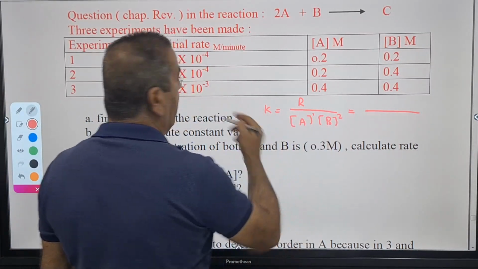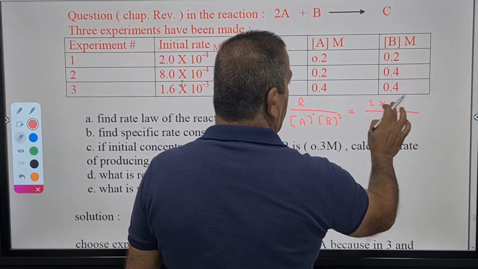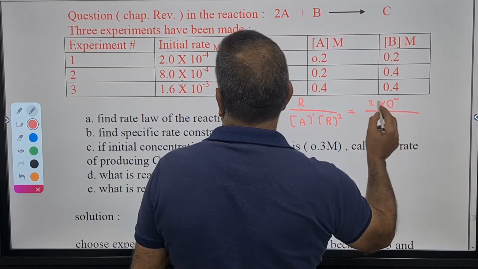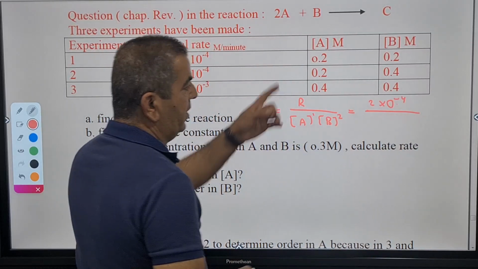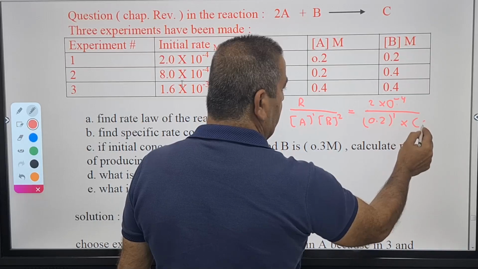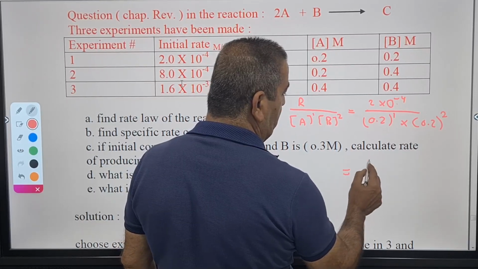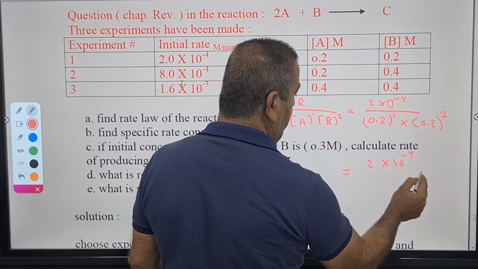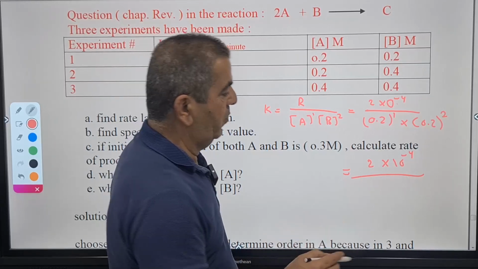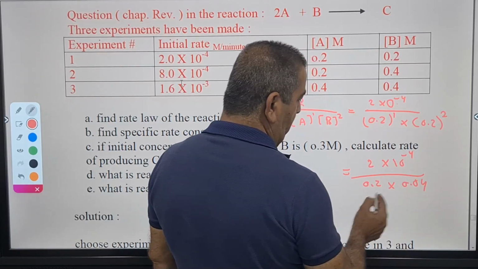In experiment 1 we have R equals 2 times 10 power negative 4, divided by the concentration of A, which is 0.2 and its power is 1, times the concentration of B, which is also 0.2 and its power is squared. Okay, so let's finish here. We have 2 times 10 power negative 4. 0.2 power 1 is also 0.2, and 0.2 power 2 is 0.04. So we have here 0.2 times 0.04.